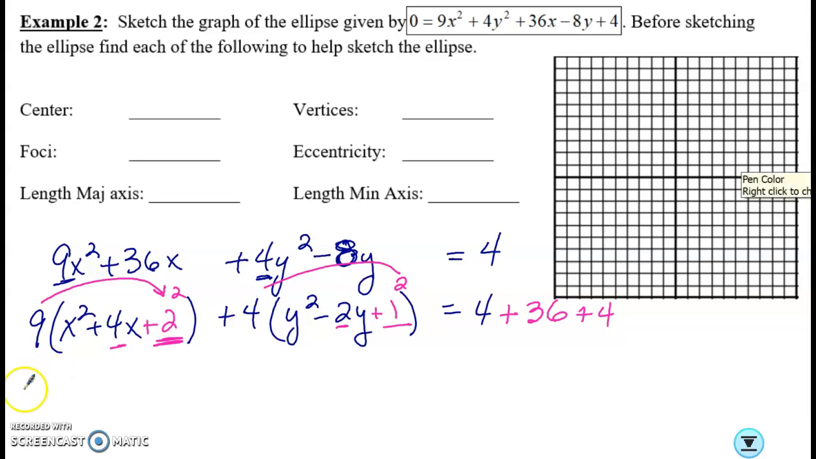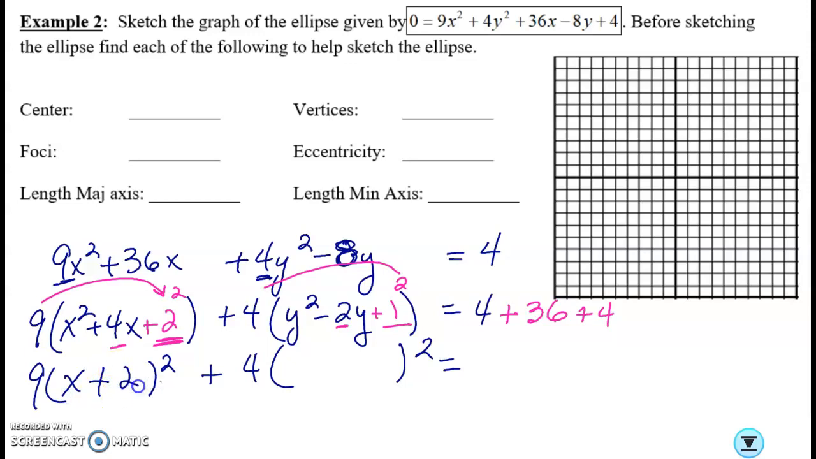The reason why we completed the square is now because these are nice, perfect square trinomials. So they factor nicely. So this is going to give me x plus 2 quantity squared. This is going to give me y minus 1 quantity squared. And 36 plus 4 is 40, plus 4 more is 44. Did I do that right? I'm hoping I did that right.